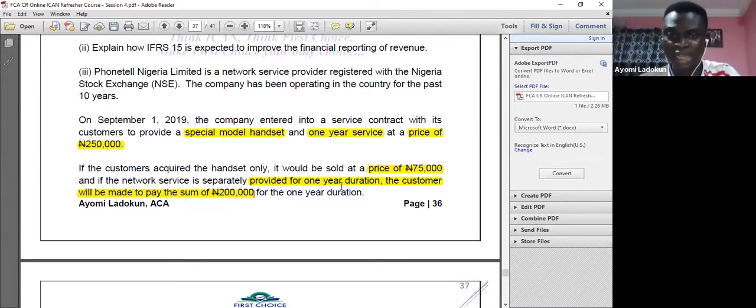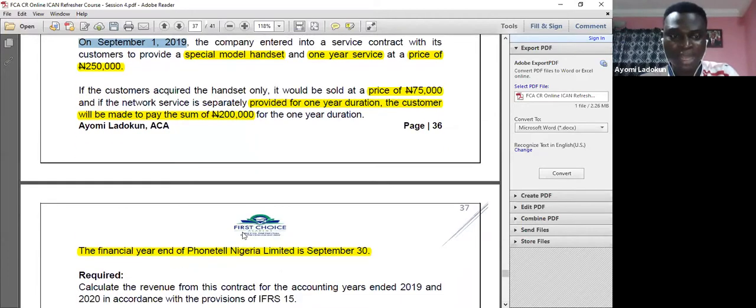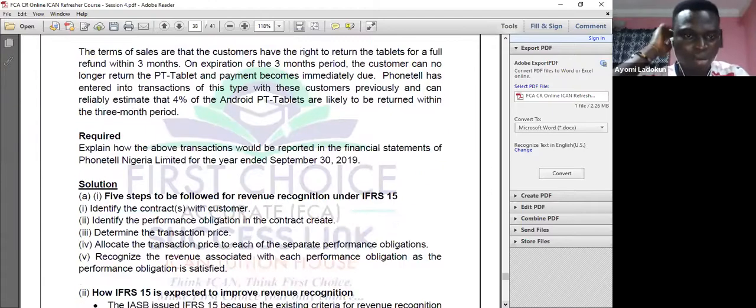And don't forget that we entered into this transaction on 1st September 2019, and the examiner says my financial year end is September 30th. So for this phone, I will recognize the whole revenue now because it's instant. But for the service, I will only recognize 1 month in 2019, and the rest, 11 months, in 2020, and that is the end of that question. So let me quickly show you how that was done.